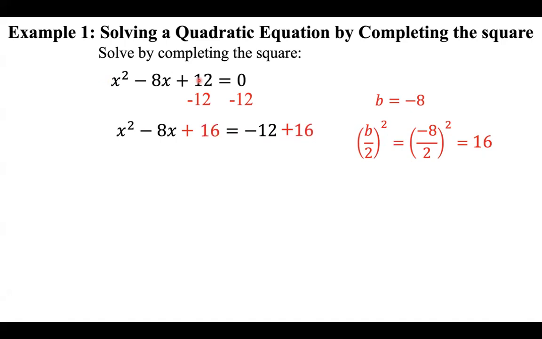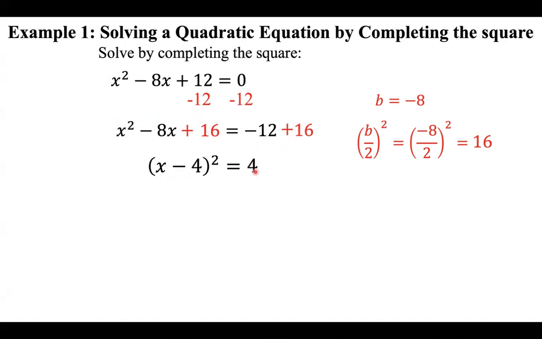Next step, this now can be factored as a perfect square. And that's going to be x and then half of your b value. So x minus 4 to the second power, because we'll have 2 of those to make this. And then on this side, if you combine the numbers, you get a positive 4.